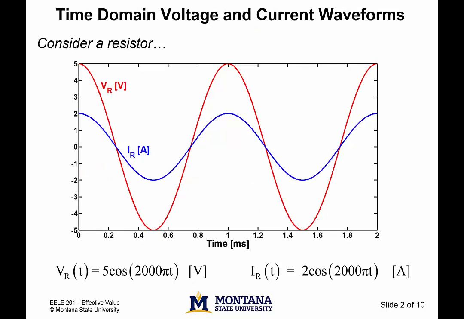The figure on this slide shows hypothetical voltage and current waveforms for a resistor. As the equations at the bottom of the slide suggest, the amplitude of the voltage waveform is 5 volts and the amplitude of the current waveform is 2 amps. The frequency is 1000 hertz. A key item to notice, and one that we have found in previous videos, is that for a resistor, current and voltage are in phase. We will take these two waveforms and multiply them together to find the instantaneous power. Before we do that, however, let's consider voltage and current waveforms for an inductor.